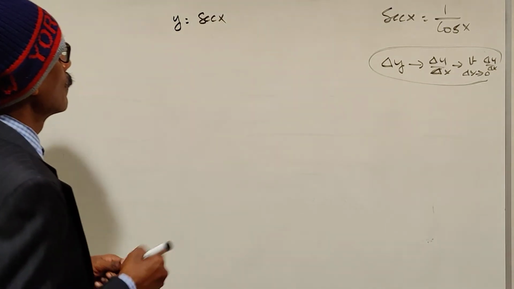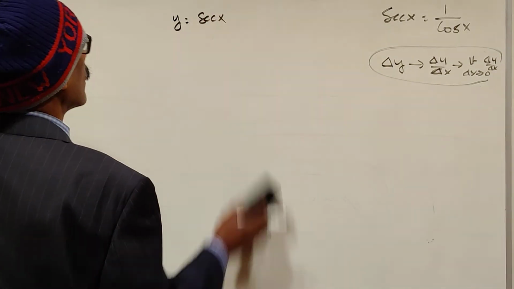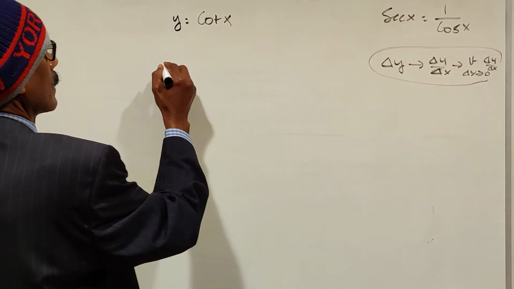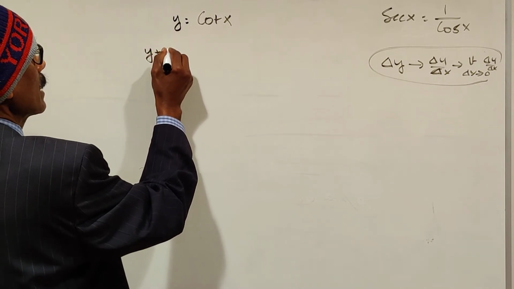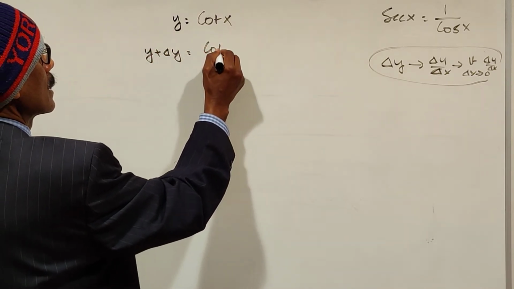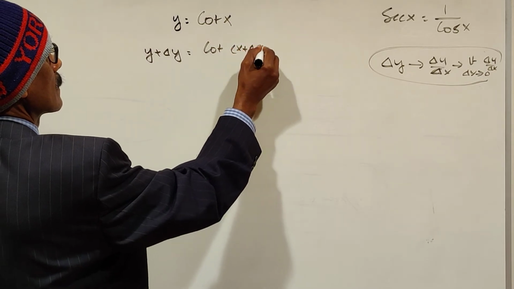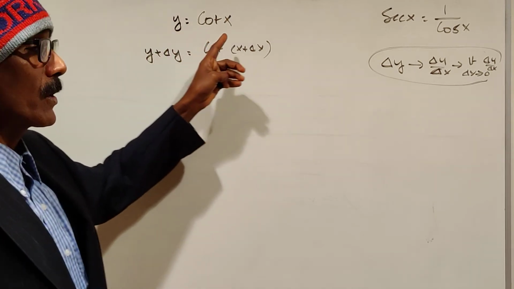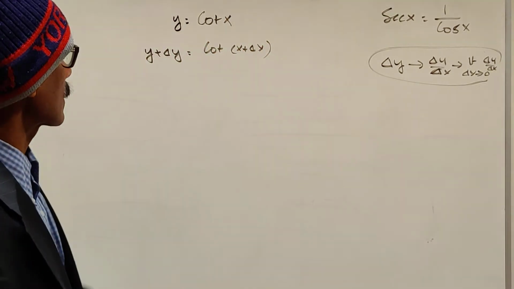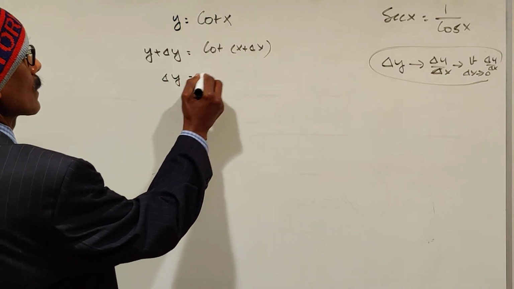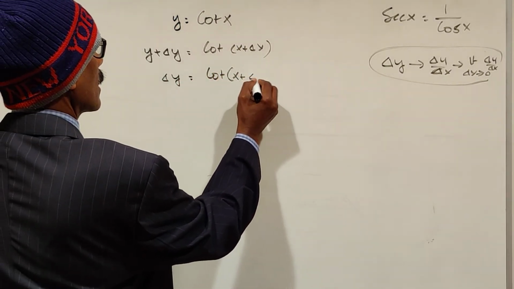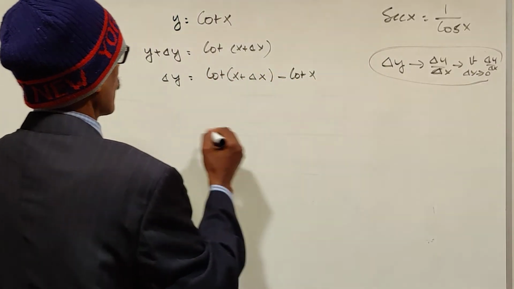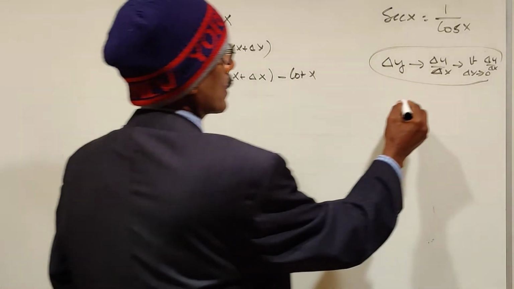y is equal to cot x. y plus delta y equals cot of x plus delta x. When you give a small increment delta y on y, the corresponding increment on x is delta x, so x plus delta x. So delta y equals cot(x plus delta x) minus y, minus cot x. Okay, delta y equals, what is cot x?